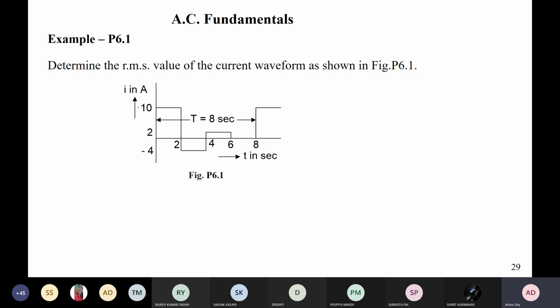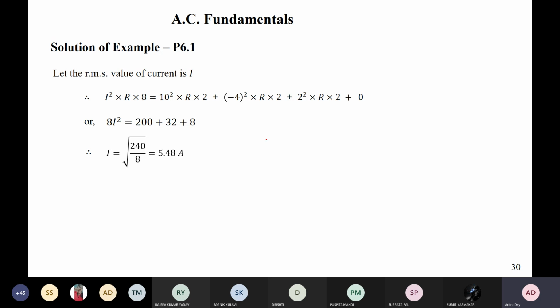Here is one example. We have a waveform like this with a time period of 8 seconds. We have to find the RMS value. How can we calculate it? This is 10 for 2 seconds. So 2 into 10 squared plus minus 4 squared into 2, then 2 squared into 2, then 0 into 2, divided by 8. If you take the root of this, you get your overall RMS value.